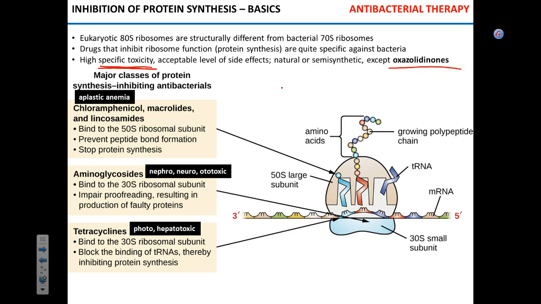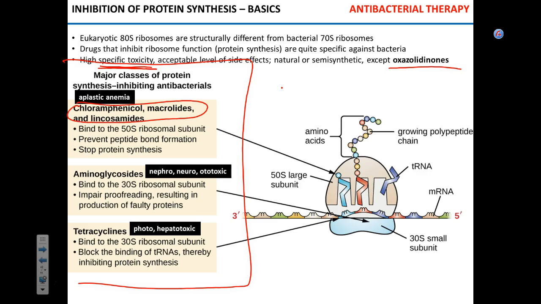So this picture shows you the main classes and what they inhibit. So basically, you can see that these three classes, chloramphenicol, macrolides, and lincosamides, bind to the 50S subunit and somehow prevent the formation of the bond between the incoming amino acid and the growing polypeptide chain.